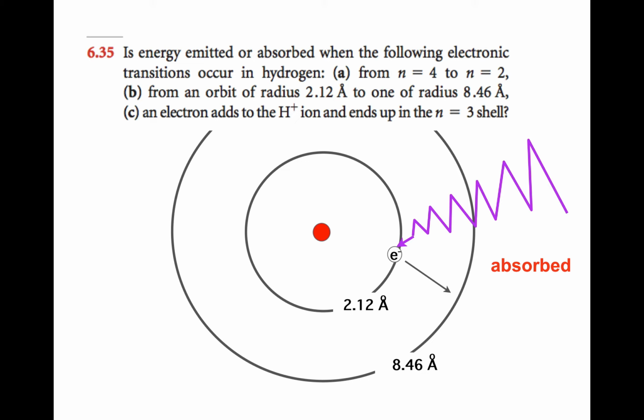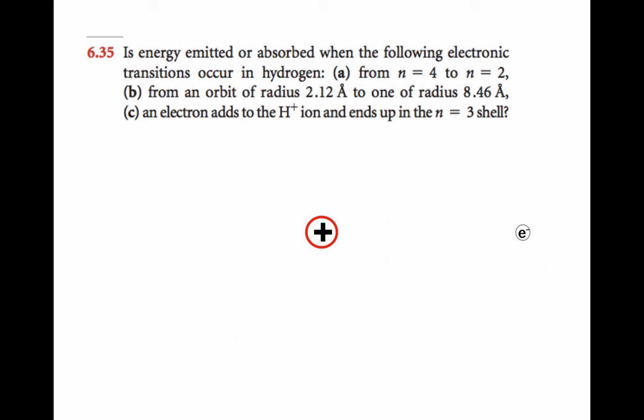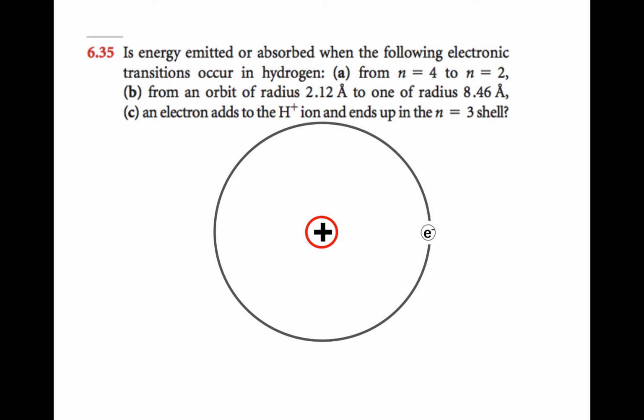C, an electron is added to H plus ion. Well, H plus ion is hungry for electrons, and there's an attraction between the H plus ion and the electron. So anytime a hydrogen grabs an electron, it'd be a releasing process.